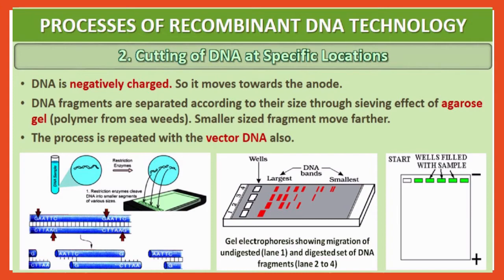As I told you, DNA itself is negatively charged. So in this technique, during gel electrophoresis, an electric current will be applied. As DNA is negatively charged, it will move towards the anode, the positive charge. So DNA fragments are separated according to their molecular size, through the sieving effect of the agarose gel. This agarose gel is obtained from seaweeds. It is one type of polymer, obtained from seaweeds, or we can say from algae. The smaller size fragments move farther.